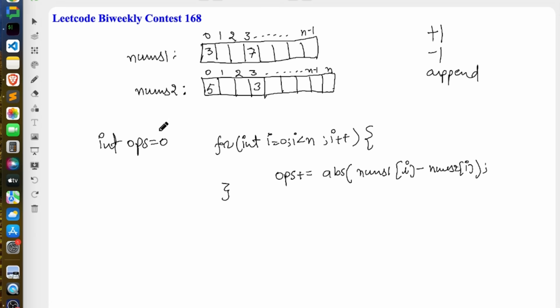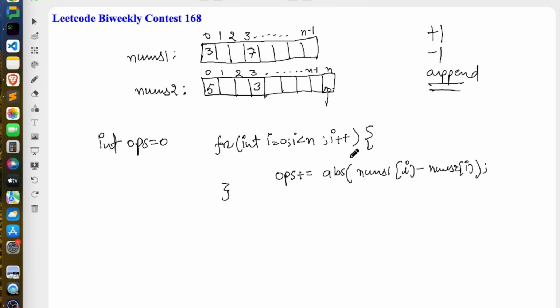But if you just apply this operation, the job is not done. This will convert the first n numbers to the first n numbers of nums2. But what about the last number? It means that we have to apply exactly one append operation. We have to apply exactly one append operation in order to convert nums1 to nums2.